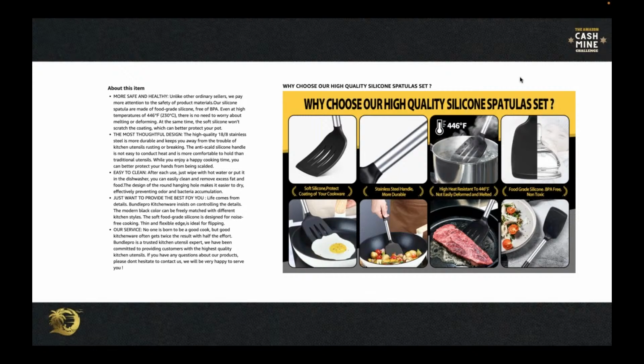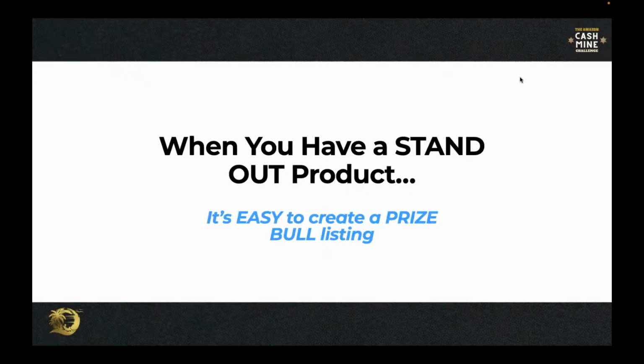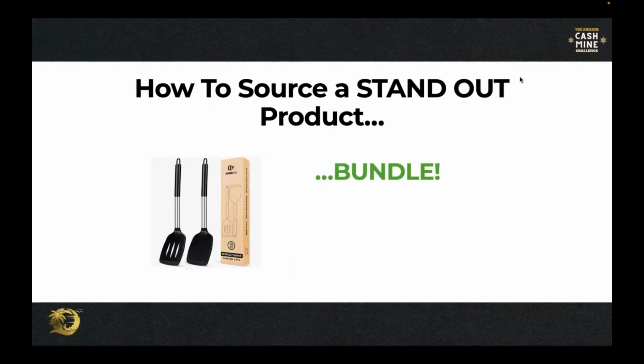And it's really easy to do all this stuff when you have a great quality product. Right? When you have a standout product, it's easy to create a prize ball listing. And therefore, customers see your product in a sea of all the products on page one. They pick yours and you get the money, and this is how you get to 10K a month.